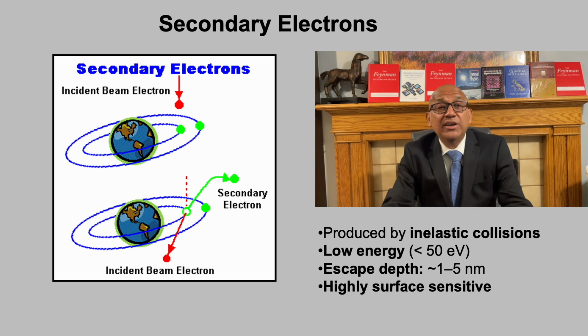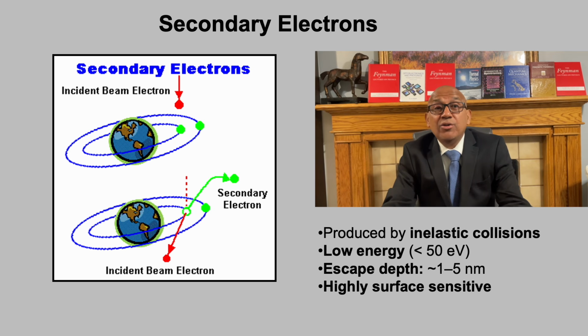We now begin with secondary electrons, which are the most commonly used signal for imaging in scanning electron microscopy. Secondary electrons are generated through inelastic collisions, where the incident electron transfers part of its energy to the electrons of the specimen. As a result, secondary electrons have very low energies, typically less than about 50 electron volts. Because of this low energy, secondary electrons can escape only from a very shallow region near the surface, on the order of 1 to a few nanometers.